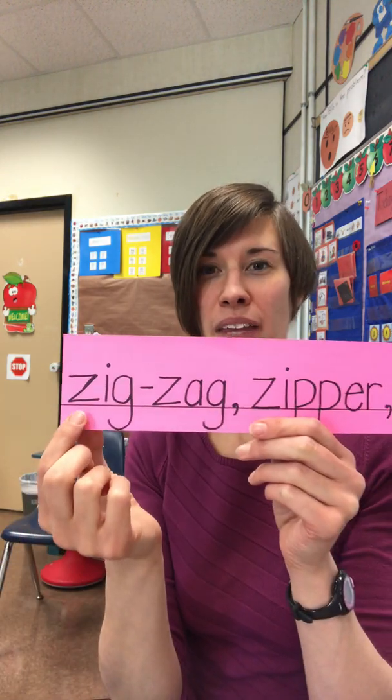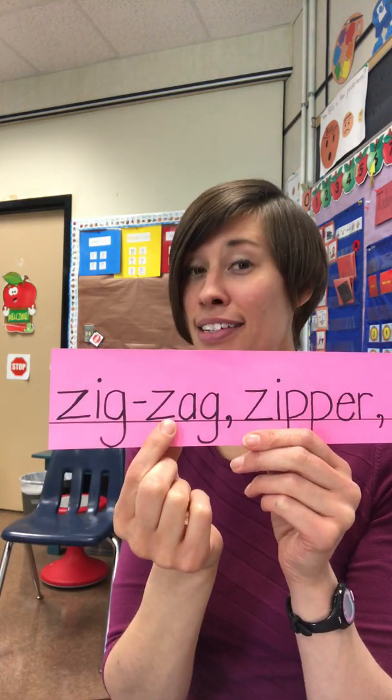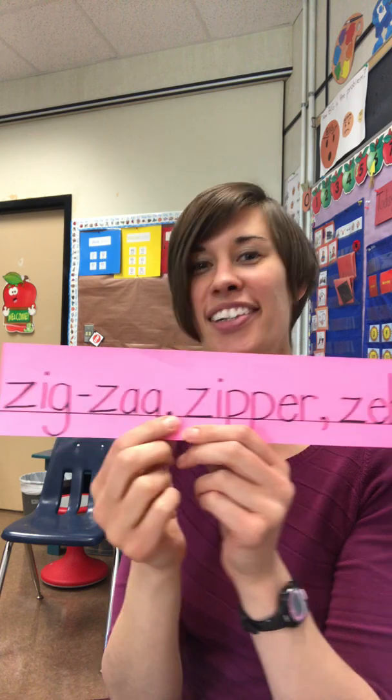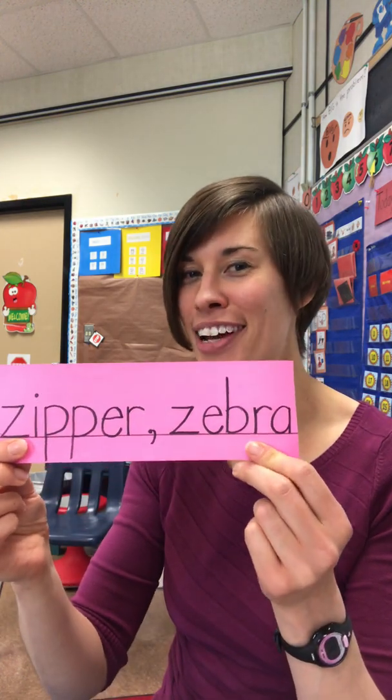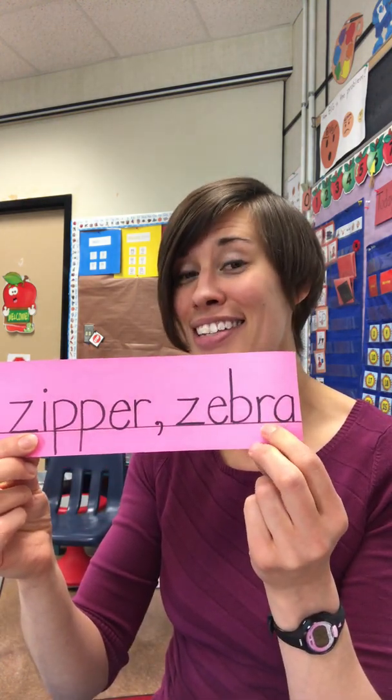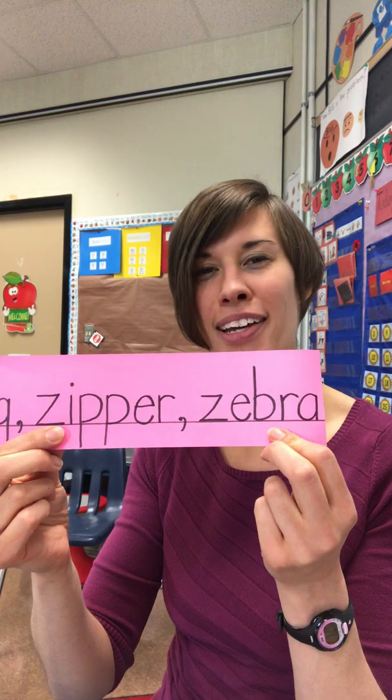Can you do it? Zigzag, are you doing it? Zipper, zip, and you do the last one. Zebra, gallop like a zebra. Good job, guys. Let's take a look at some more words that start with a Z, and then we'll take a look at our rhyming poem.